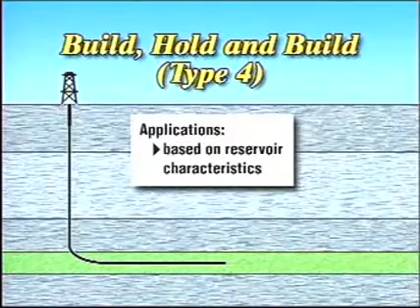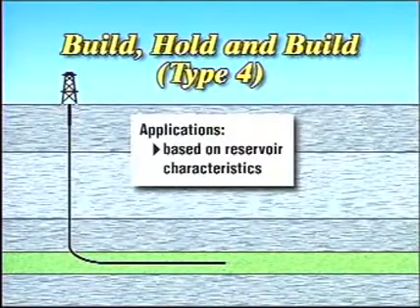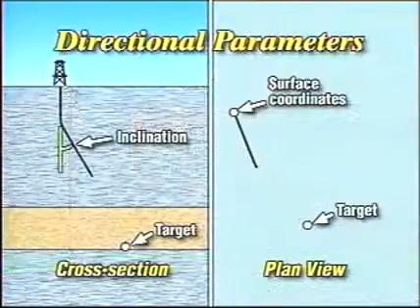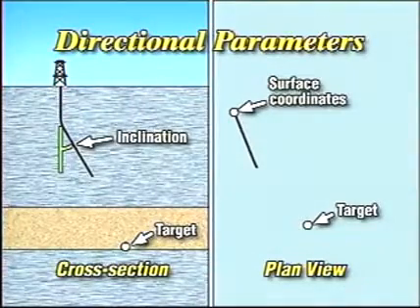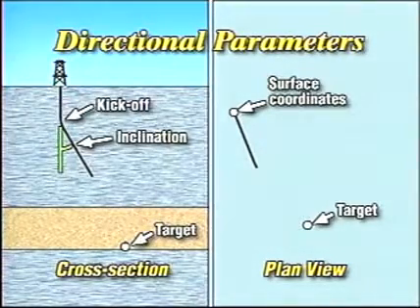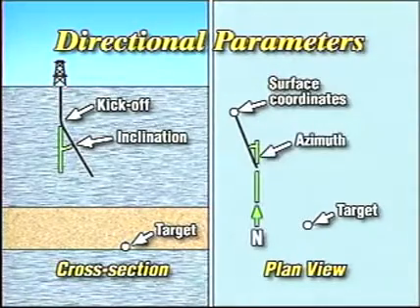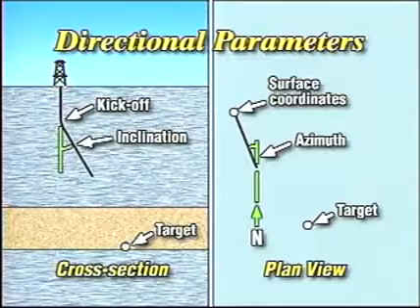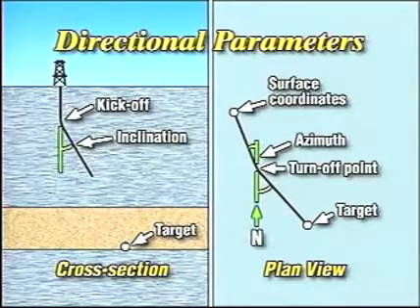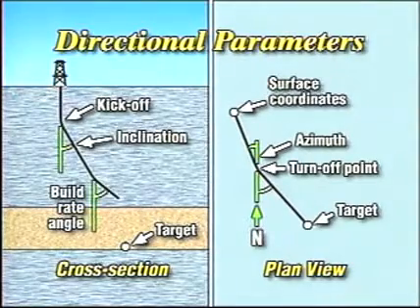We can define well profiles in terms of several key parameters. The inclination angle is the deflection from vertical at a given point, while the kickoff point is the depth at which we first begin building the inclination angle. The azimuth refers to the angle in the horizontal plane with respect to true north. The turnoff point is the depth at which we change azimuth. The turn rate angle represents the incremental change in azimuth over a measured course length, while the build rate angle refers to the incremental increase in inclination.